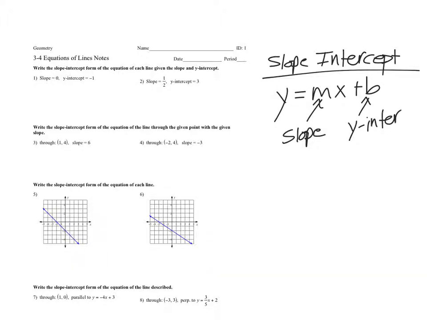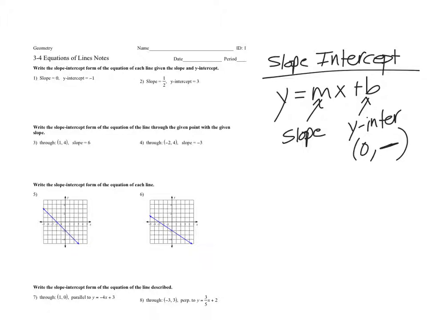Our y-intercept can be given to us as a point. If it is, then it's always 0, whatever the y value is, okay? So these want us to write an equation in slope-intercept form given the slope and y-intercept. So these first ones are easy.